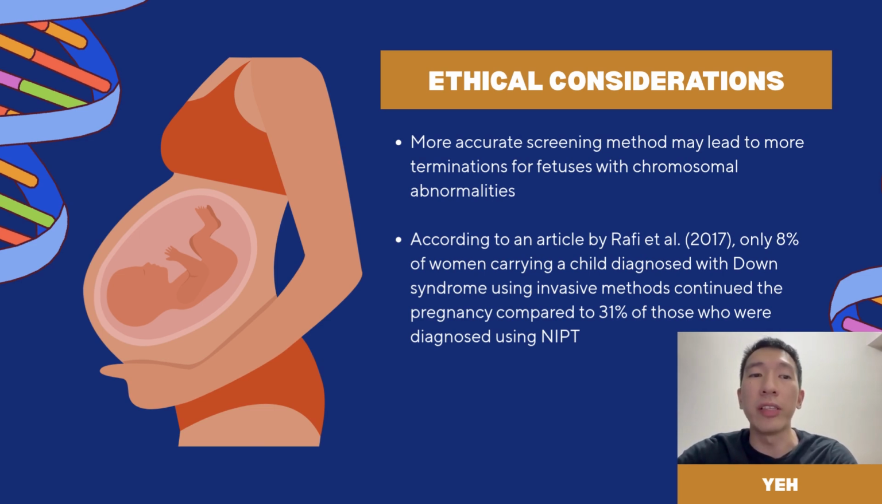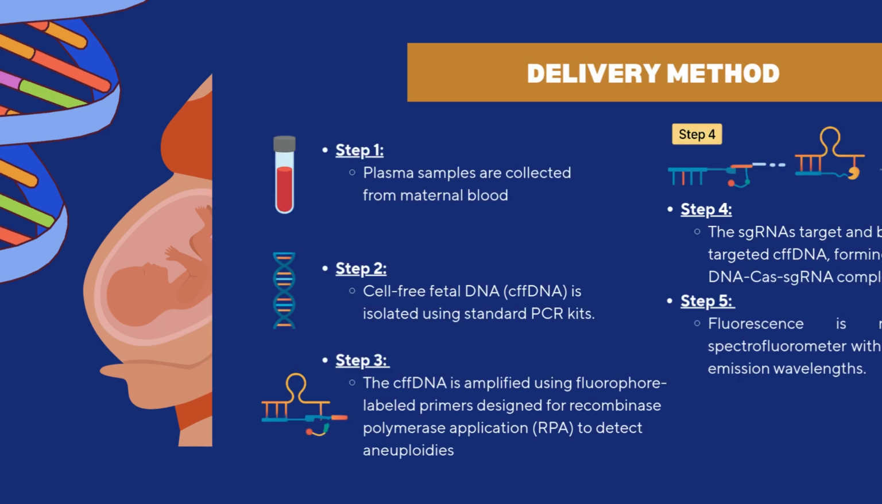The main concern is that ease of access to safer screening may cause an increase in the number of terminations for fetuses with chromosomal abnormalities. That might not be the case, though, as a study revealed that while only 8% of those diagnosed with Down syndrome using invasive methods were carried to pregnancy, this number increased to 31% for those using NIPT. This may even increase if a more accurate screening method is introduced, like CRISPR. Nevertheless, this application may enable healthcare professionals to recognize the true capabilities of CRISPR.